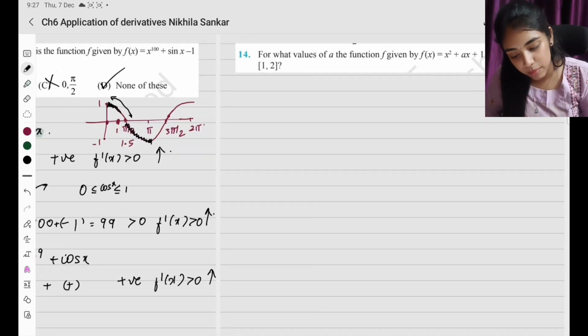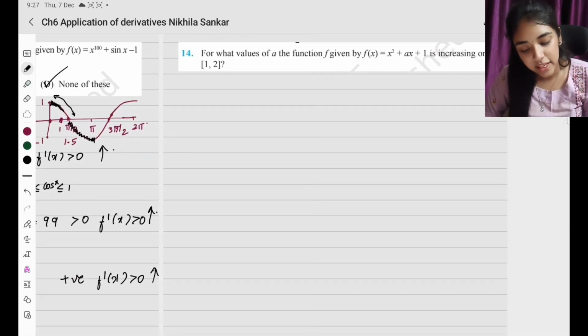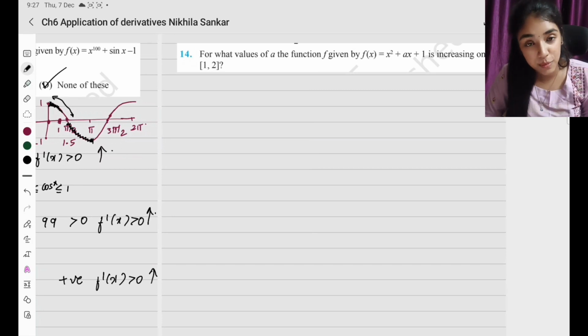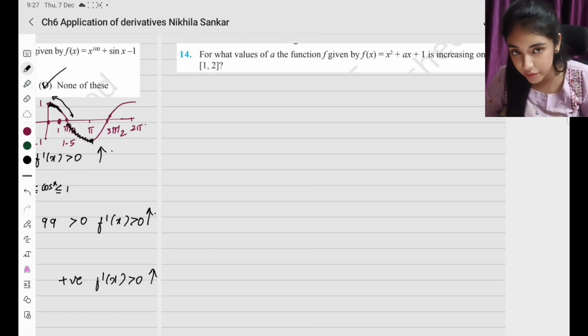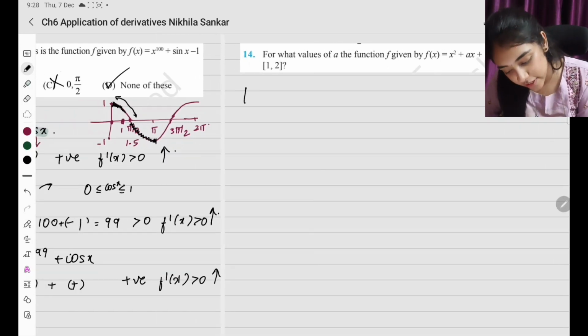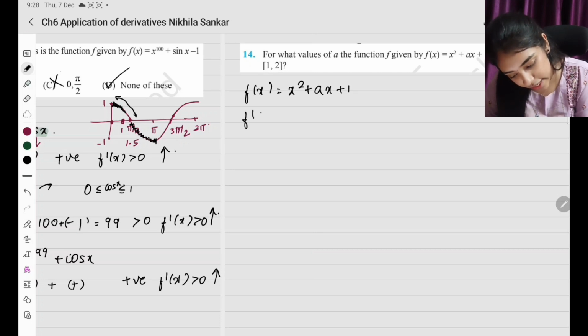Okay. Question number 14. For what values of a is the function f given by this going to be increasing on the interval 1, 2? You have to find the value of a. Okay, so how do you do this? First, I'll find my derivative. I have f of x is going to be x square plus ax plus 1. F dash of x is going to be 2x plus a.